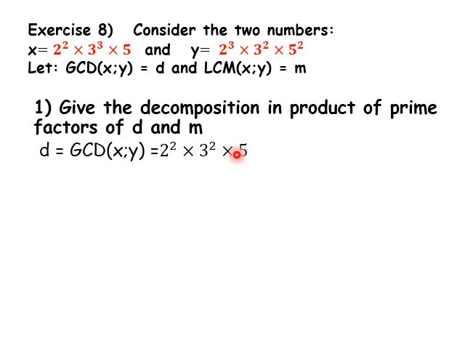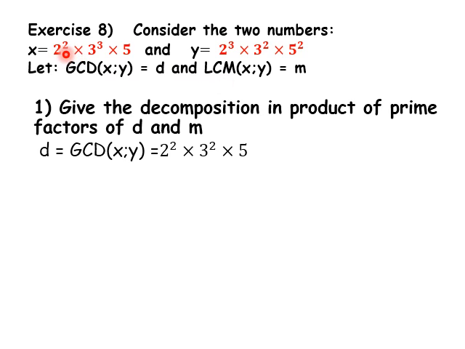Now let's move to find m. m represents the LCM of x and y, the least common multiple. Again, how can we find it? I must multiply all the factors by each other, but for the repeated factors I have to take the greater power.